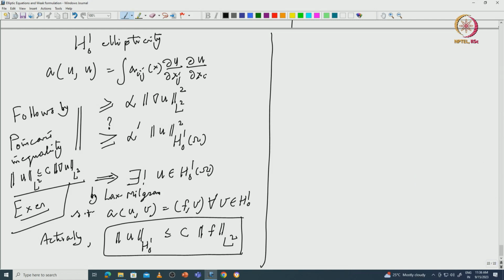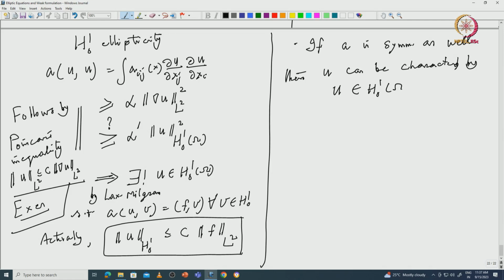Should I do something more? Yes, a couple of remarks, then I will stop. If A is symmetric as well, then u can be characterized by: u in H1 naught of omega, and J(u) is equal to the minimum of J(v), where the minimum is taken over H1 naught, only in the symmetric case.